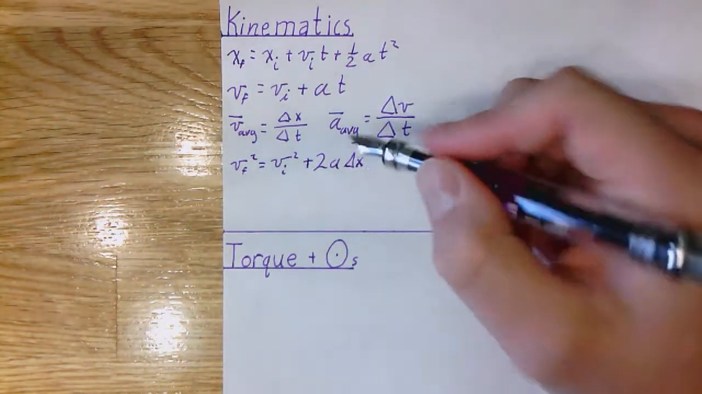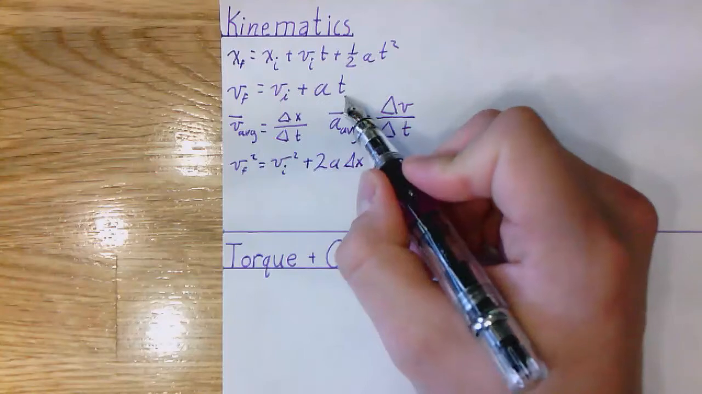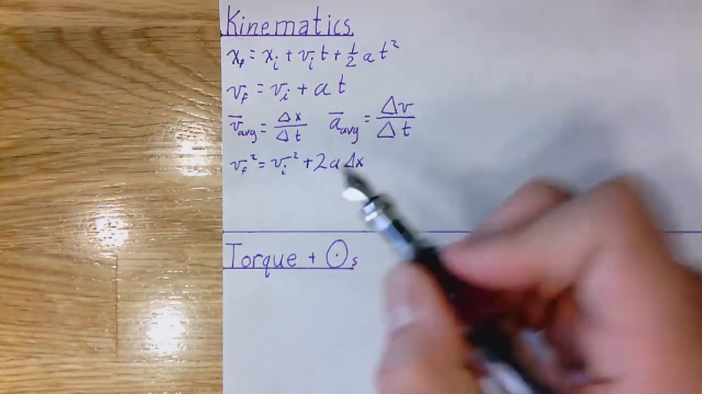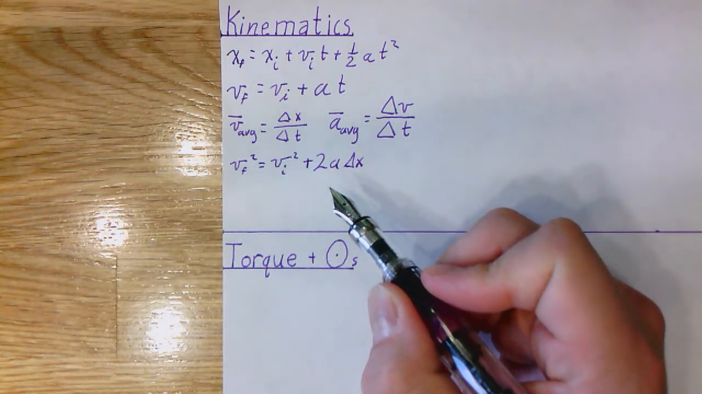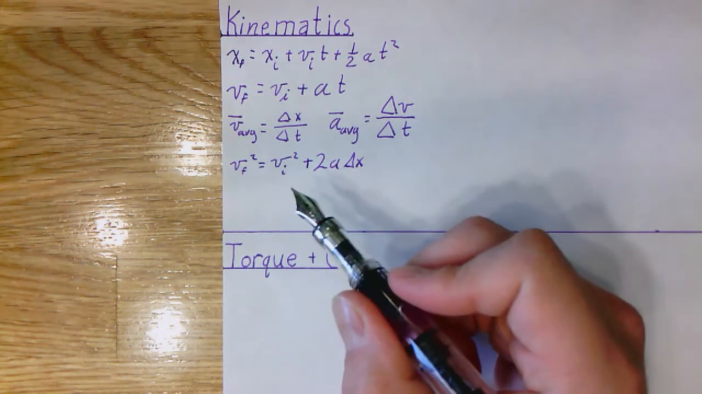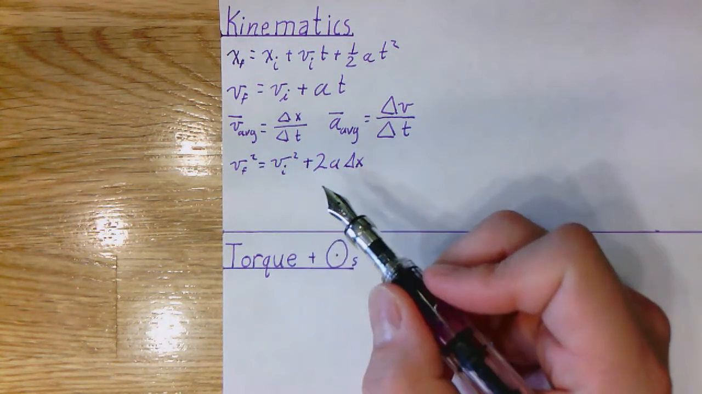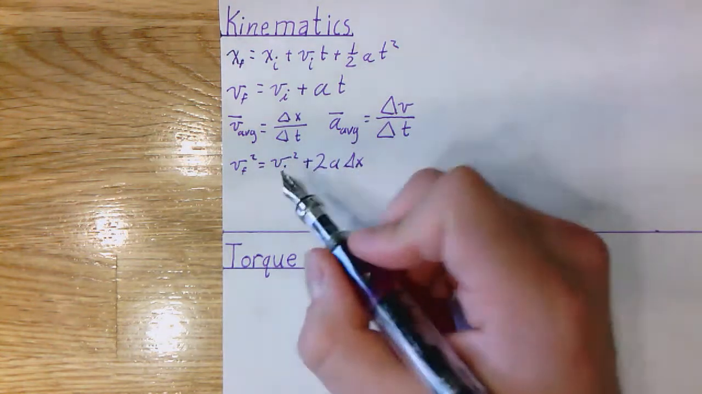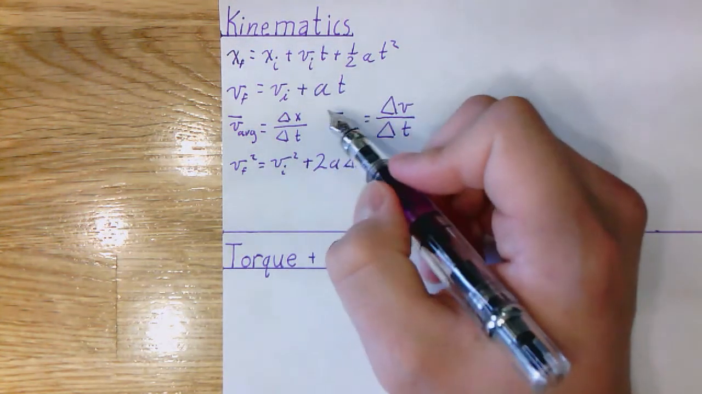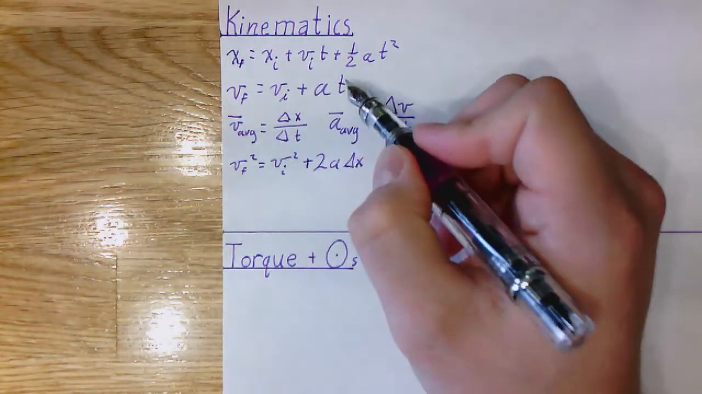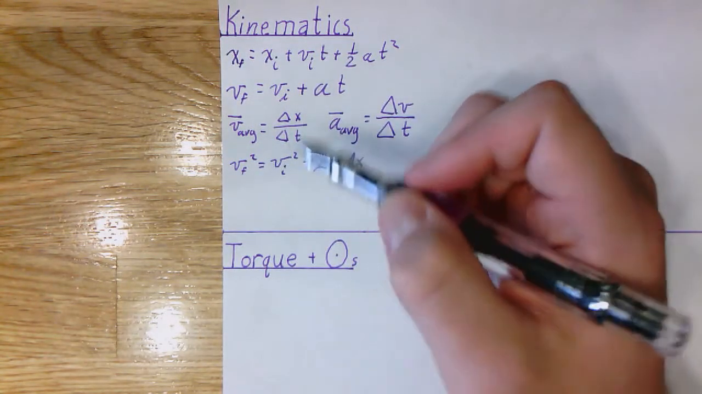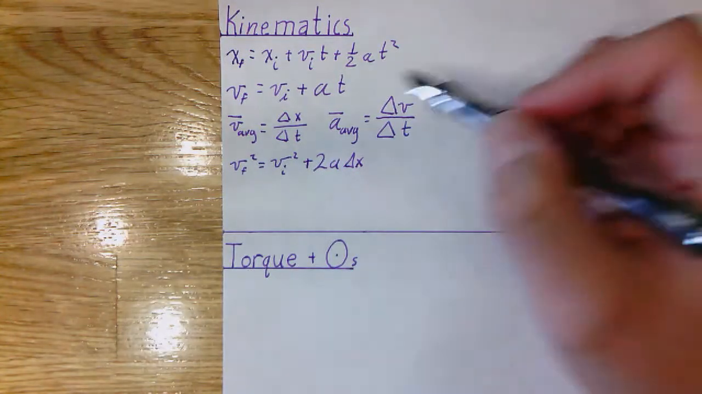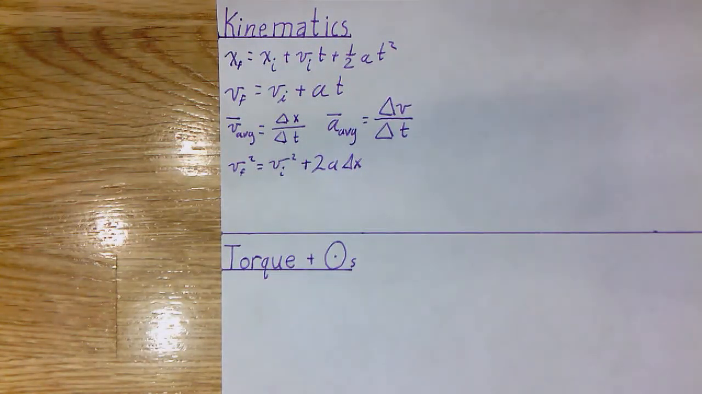So to use this, you'll notice there's not a t in here. Like there's a t there, there's a t there, there's a t there. There's no t's in this. So if you don't know how long it took in seconds or minutes or whatever, this is probably the formula you want to use. You can make this formula by solving this one for t and then plugging that into this. That's how you get that. It's a lot of work, but you don't want to do it. So there's our kinematic formulas.